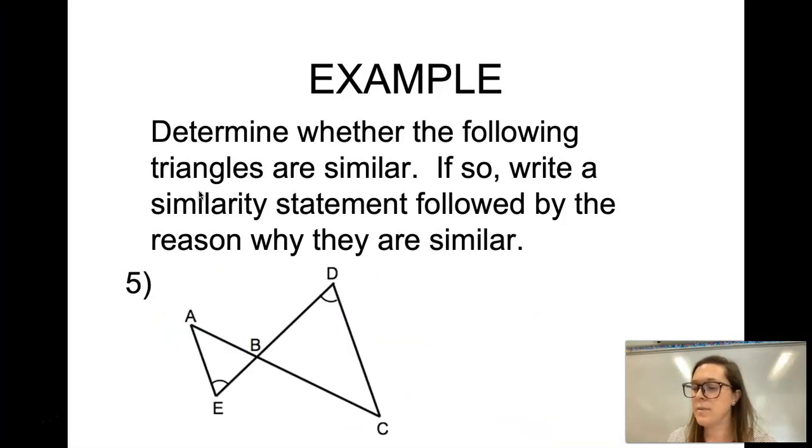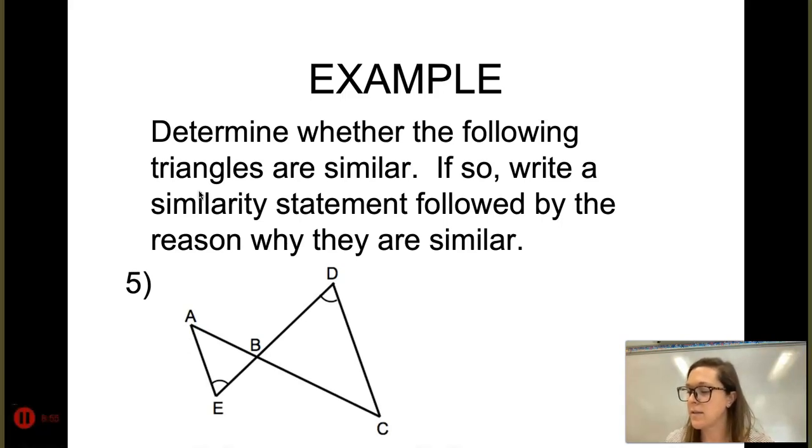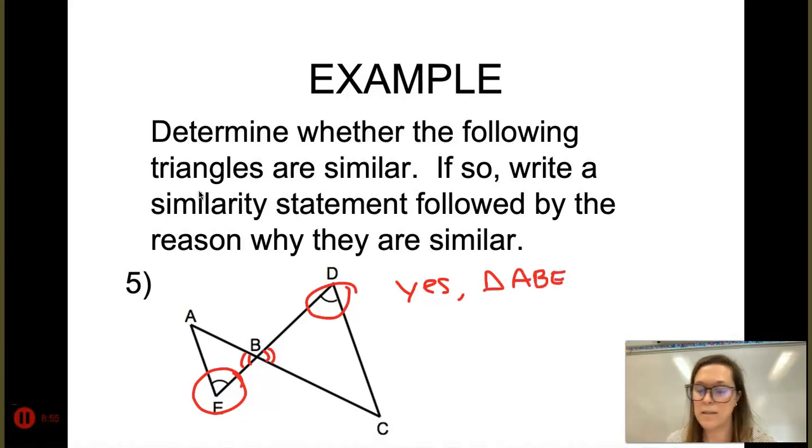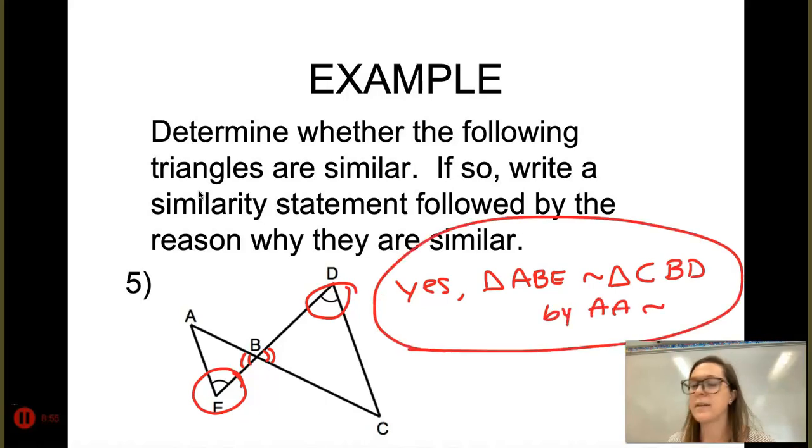And then the last one I have no side lengths listed anywhere. So I'm looking for angle, angle again, because it can't be any of the other ones, right? So here I have an angle, here I have an angle. Where's my second angle? In the middle with your vertical angles at B. So yes, triangle ABE is similar to triangle: A matches up with C, B with itself, and then D, by angle, angle similarity would be my final answer.